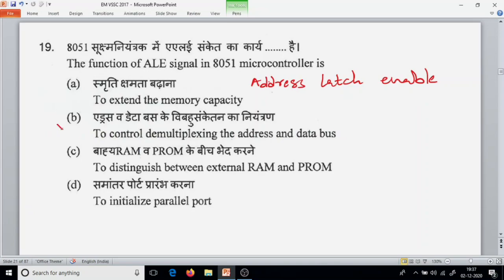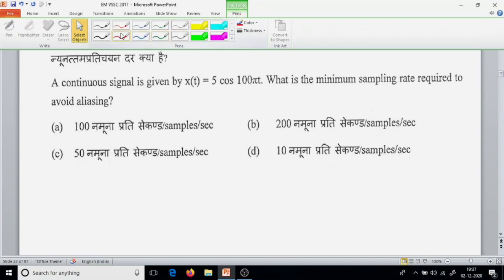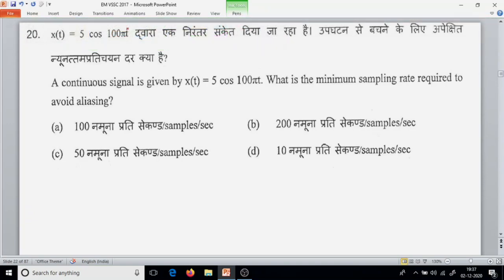Answer is option B, to control demultiplexing the address and data bus. Question number 20. A continuous signal is given by x of t equal to 5 cos 100 pi t. What is the minimum sampling rate required to avoid aliasing?